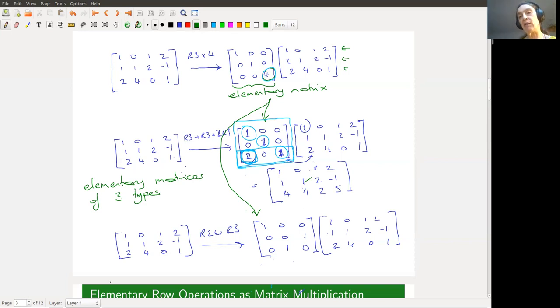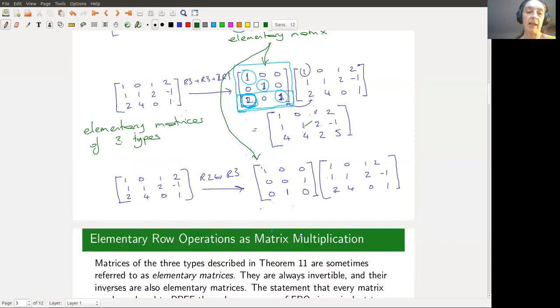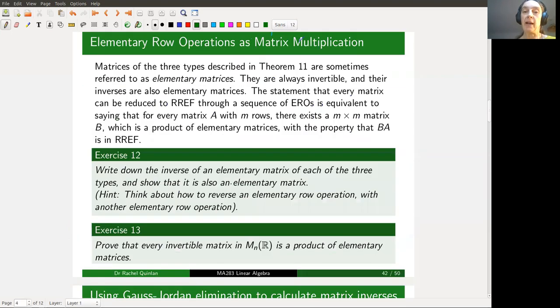So here we're kind of saying that each step in that operation can be interpreted, if we want, as multiplying the matrix on the left by one of these elementary matrices. And the composition of these multiplications amounts to multiplying the original matrix on the left by the product of all these elementary matrices. So the conclusion really is that any matrix can be reduced to reduced row echelon form by multiplying it on the left by a sequence, or if you like, by a product of elementary matrices.